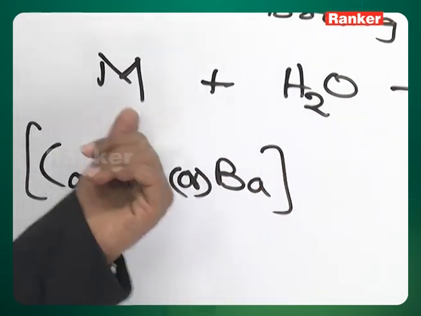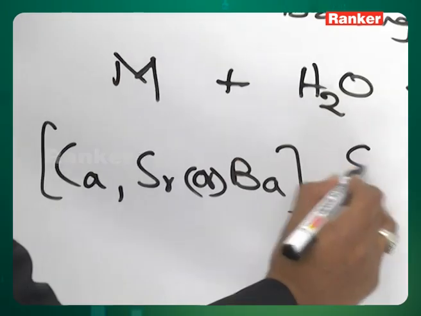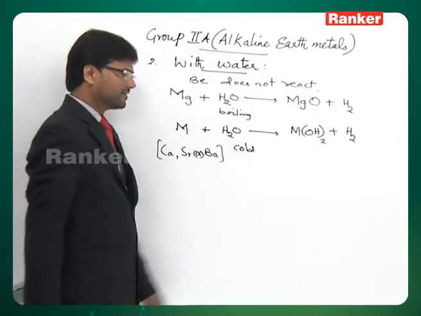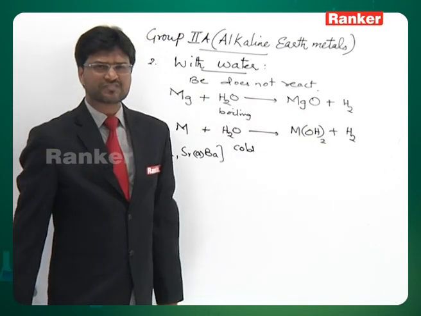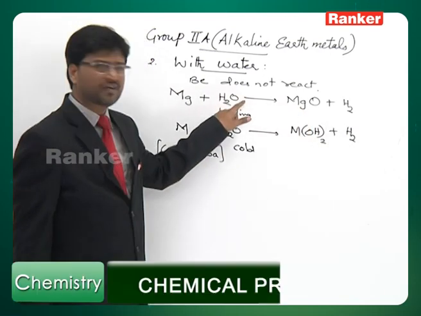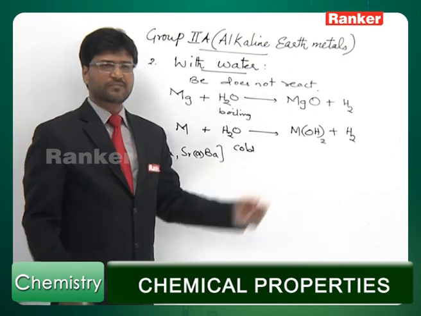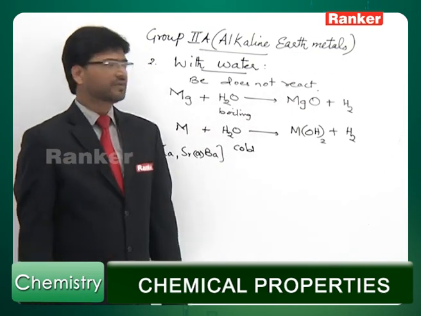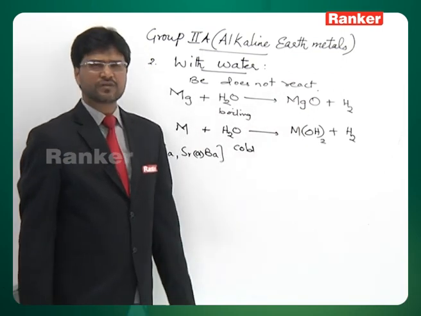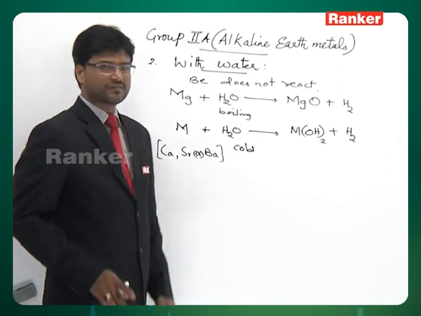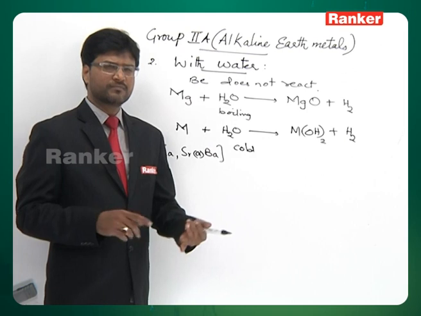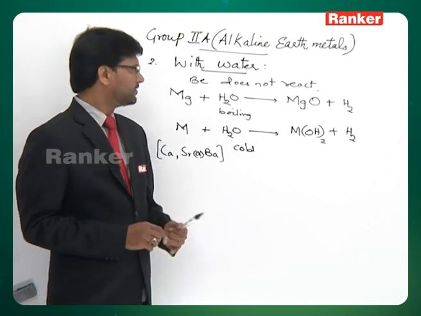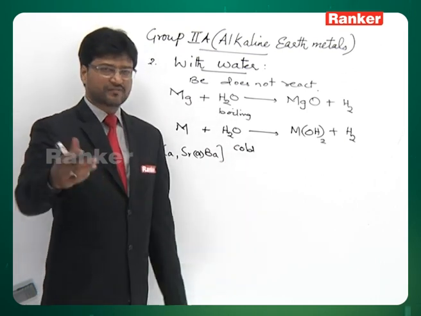These elements react even under ordinary conditions. Even in cold water, they react to give the corresponding hydroxide and hydrogen. Here magnesium hydroxide is not formed because the reaction takes place at a relatively high temperature. Magnesium hydroxide is not that stable thermally, so you end up with magnesium oxide. So that's how they react with water. Beryllium is the only element which does not react with water. Magnesium reacts with boiling water, whereas the other metals react even in cold condition.